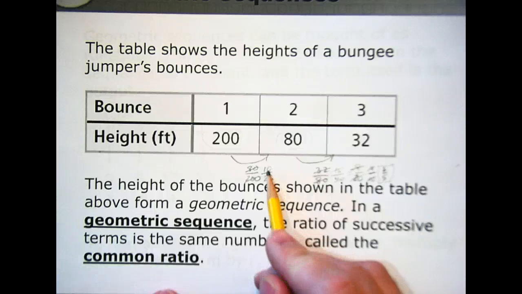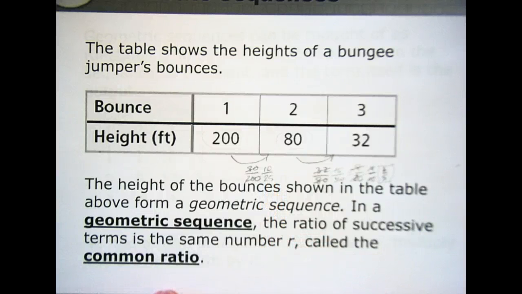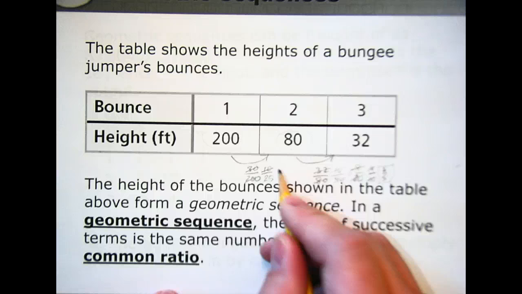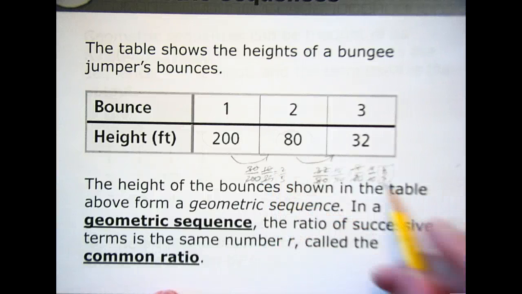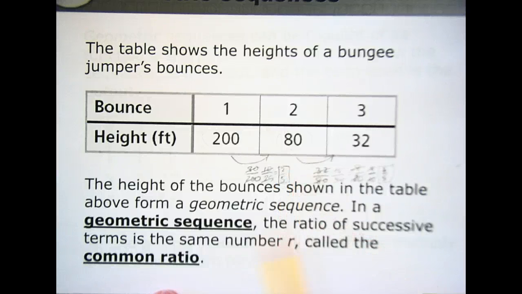Yeah, we could reduce 10/25ths. What number goes into both 10 and 25? 5. 5 goes into this twice, and this 5 times. So our common ratio, the thing it's going up by every time, is 2/5. You're multiplying by 2/5. Yeah?